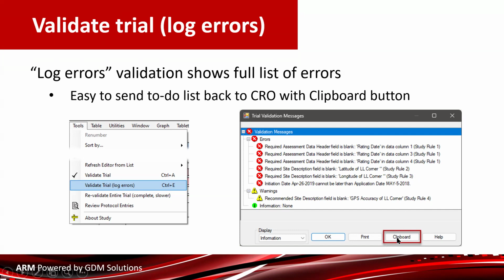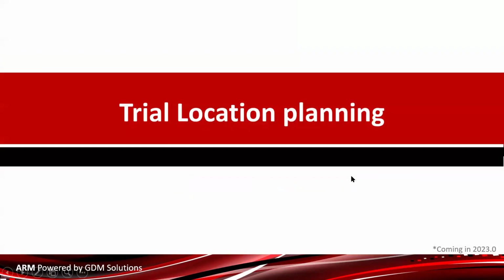And there's a clipboard button, so that'll actually copy that list, and you can just paste it right into an email to send back to the trialist to say, hey, these pieces of information I still need. Can you please send me an updated trial? Okay, so that is a variety of validation options.